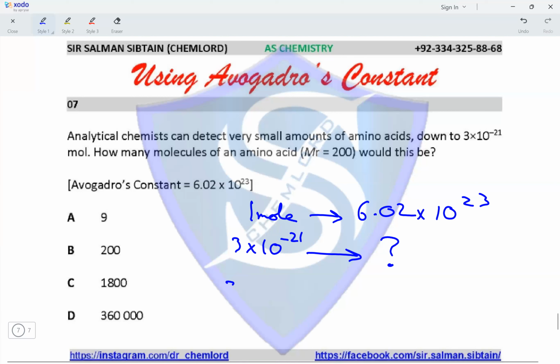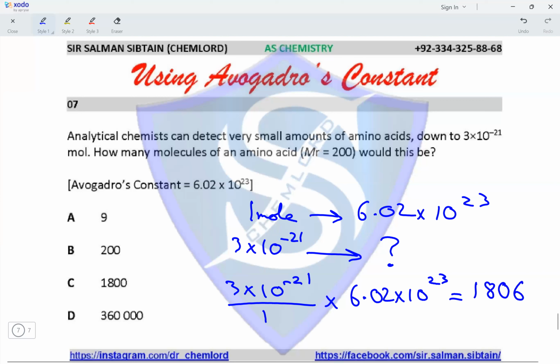So this would be 3 into 10 to the power of minus 21 upon 1 into 6.02 into 10 to the power of 23, giving us the number of molecules of amino acids to be 1806. So according to the calculated value, the correct option for this question is option C.